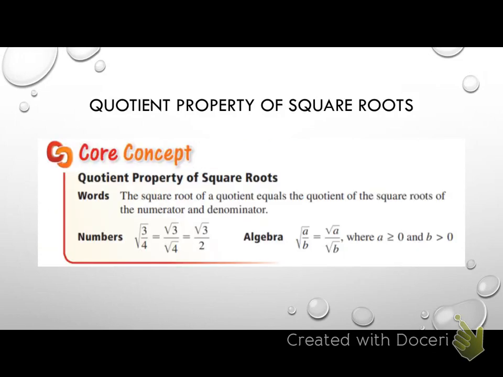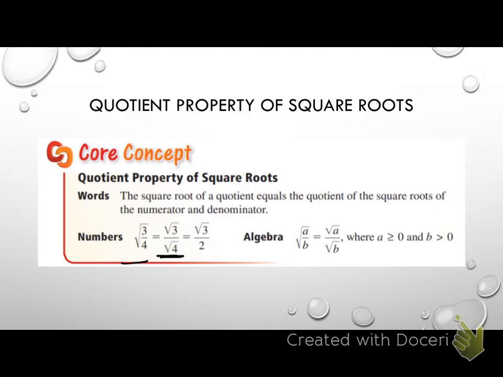So here's our quotient property. In words, the square root of a quotient equals the quotient of the square roots of the numerator and denominator. So just looking at that visually with an example, the square root of 3 over 4 right here. It's kind of similar to our product property. It just states that we can split our numerator and our denominator into their own square roots. So the square root of 3 over 4 becomes the square root of 3 over the square root of 4.